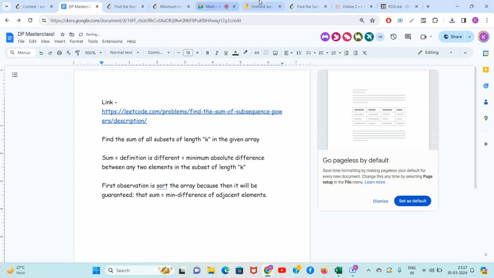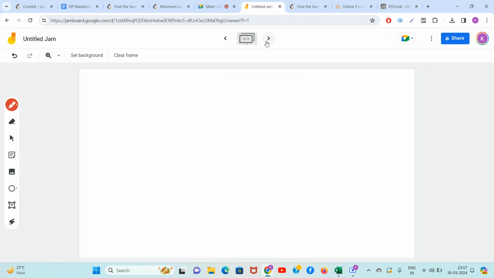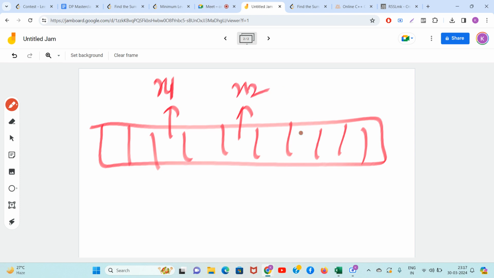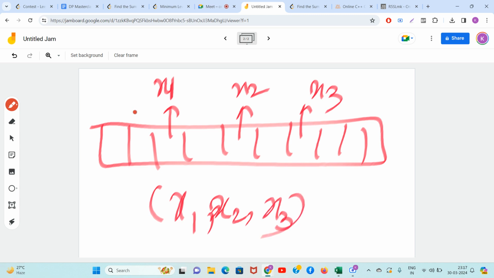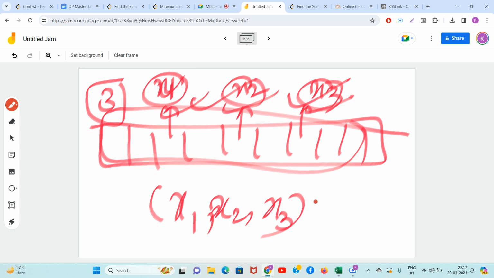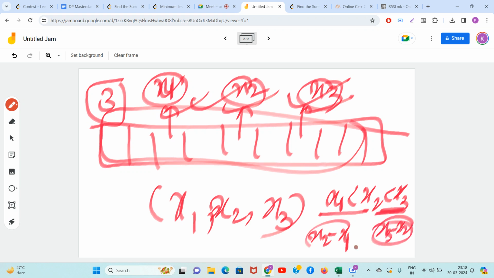Guys, you should always sort the array. Why? Because it is common sense now. Let's say this is your array, right? Let's say you pick up these numbers x1, x2 and x3, okay? You want the subsets of length 3. So anyways, you are going to pick these three numbers, so why not have them in sorted order? If you sort the array, your subsets will also be in sorted order. If you know that x1 is less than x2 is less than x3, then you know that the difference can either be x2 minus x1 or x3 minus x2, the minimum of both of them.